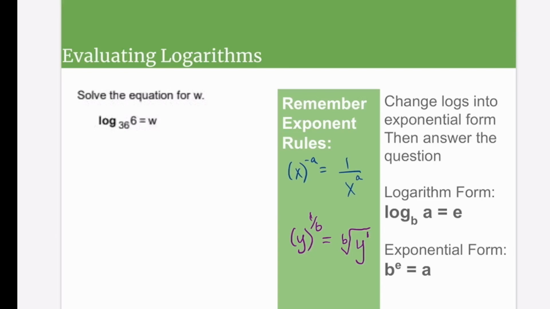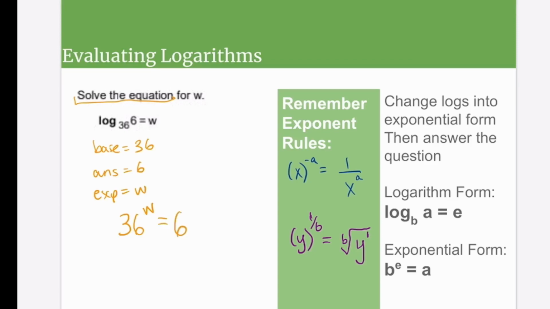So in this problem, you're still evaluating. The directions are just a little different, right? We're going to solve the equation. We still have a log, so our base is 36. The answer is 6, and our exponent is w. So same deal, we could rework this. 36 to the w power equals 6.